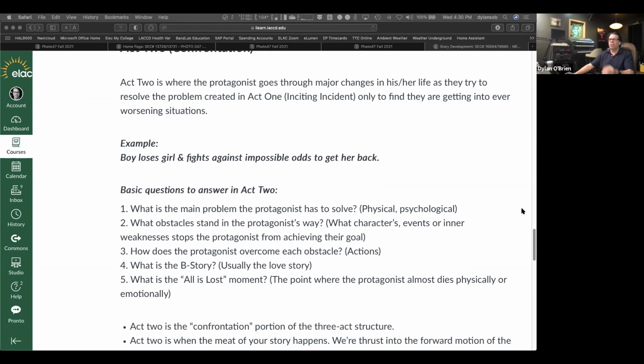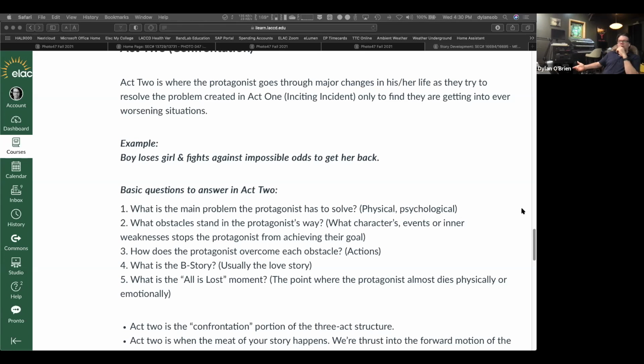So basic questions to answer in Act 2. What's the main problem the protagonist has to solve? Is it physical? Is it psychological? These problems don't always have to be physical. They could be something going on in their head. It could be emotional.